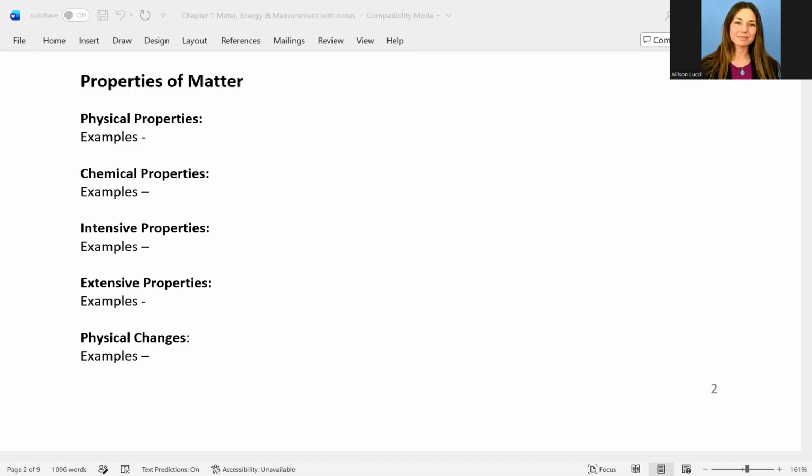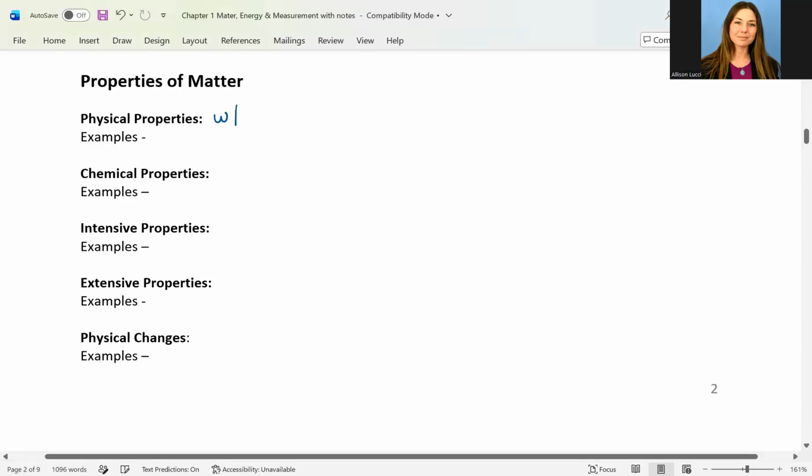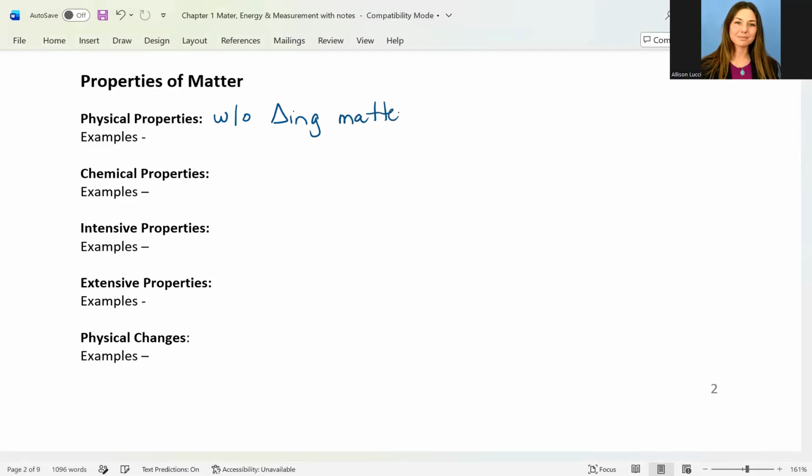In this video, we're going to begin with a discussion of some properties of matter. So we can break apart or separate properties into two categories. Physical properties, which can be observed without changing matter. So we'll say without changing the matter that we're observing. Some examples of this could be observing boiling point or density.